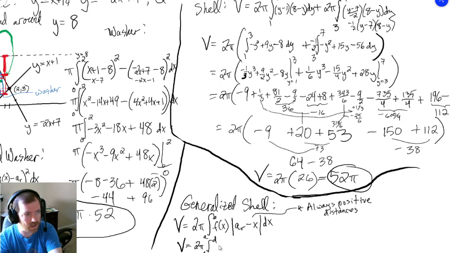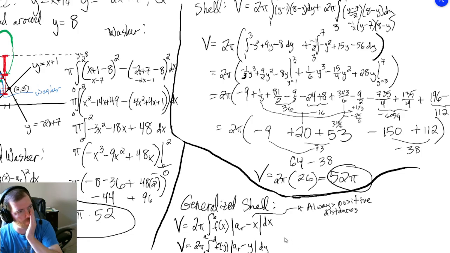So c to d, your function of y times axis of revolution minus y dy. Again, make sure that this thing is always going to be positive. So if it ends up that you swap it around, then so be it. That's fine. So in this particular case, 8 was our larger number, so 8 minus y ends up being the thing that we want up here.